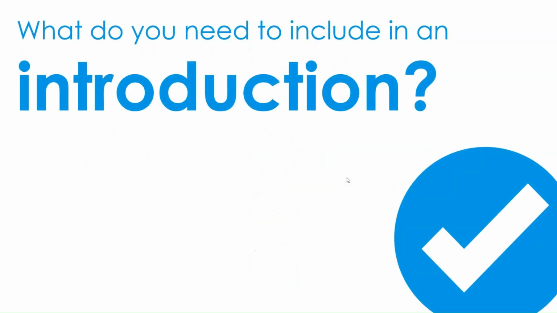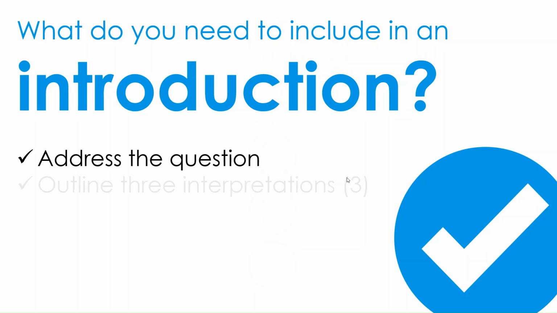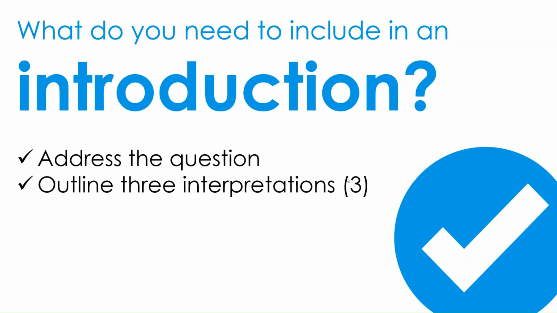So what are we actually looking for in an introduction? These are some of the main points. We're looking for an introduction to address the question directly. The question is asking you how valid is, and they will provide you with an interpretation, so you're looking to address that head on. The second thing is you are looking to outline 3 interpretations. They will give you one, the original interpretation in the question, and they'll also highly likely give you at least one other in the extracts, but it's your job to identify 3 of those.